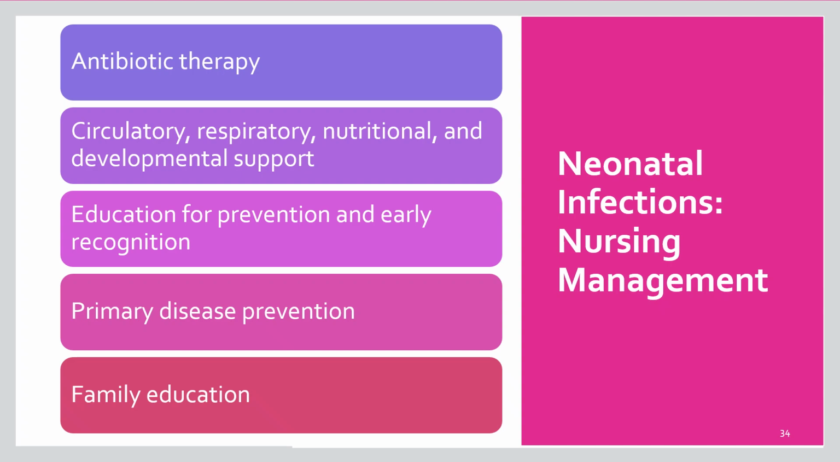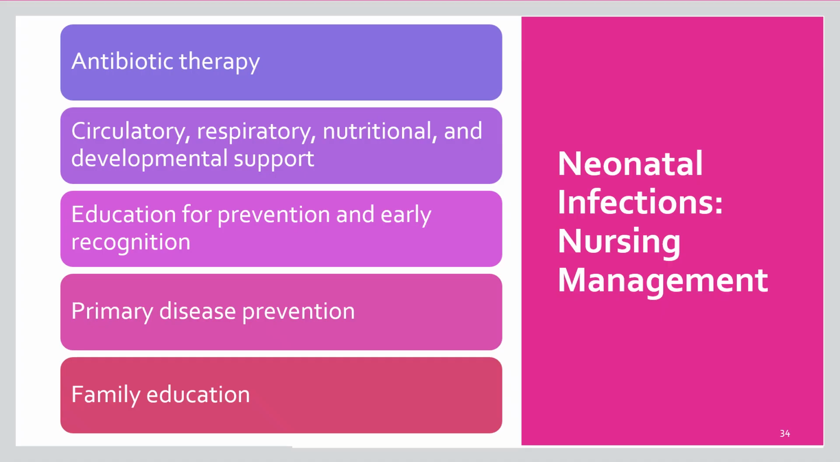How do we manage neonatal infection? Antibiotic therapy, according to whichever organism is growing in the baby's body. Circulatory, respiratory, nutritional, and developmental support is needed here. For circulatory, make sure they're not cyanosed and their circulatory system is working properly. Respiratory, no cyanosis. Nutritional, they are not hypoglycemic and they are getting feeding, IV feeding, or gavage feeding. And developmental support: when the baby is sick, they still need developmental support for their age.